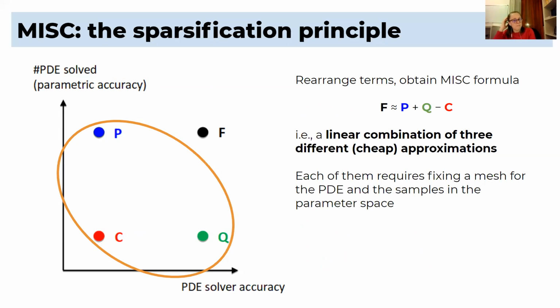Because each of them requires fixing a mesh and the samples in parameter space, okay? And the point is that either I refine the mesh or I refine the sampling, or I have a finer sampling. Good. So this is the whole idea.